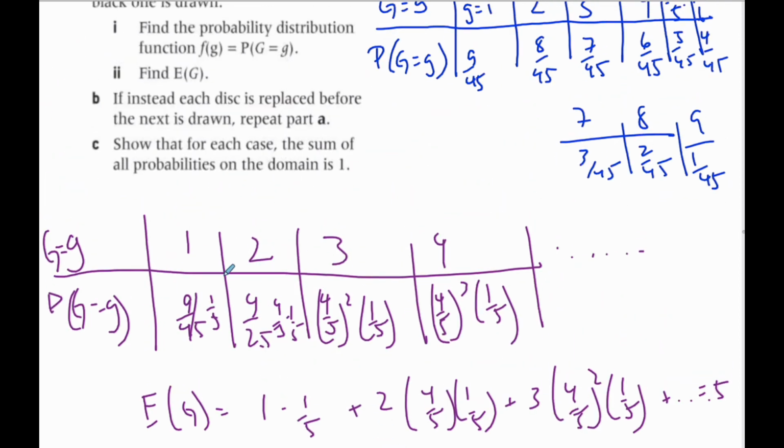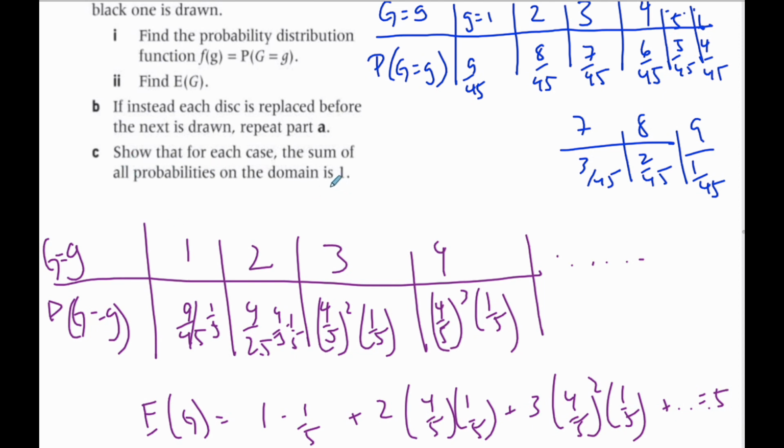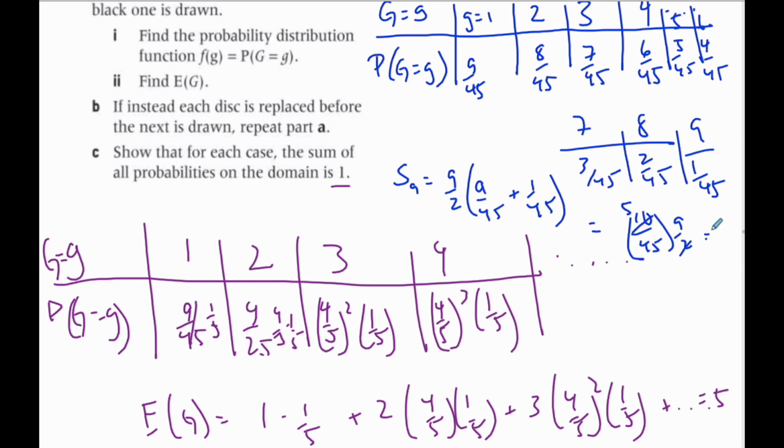The last part asks us to show that each of the distributions adds up to 1. Well, this here is an arithmetic sequence. I'm going to add up the sum of 9 terms. So it's n over 2, u1 plus u9, which is 9 over 45 plus 1 over 45. And when we do that, I get 10 over 45 times 9 halves. That becomes a 5, and I can see that it's 45 out of 45, which is 1.